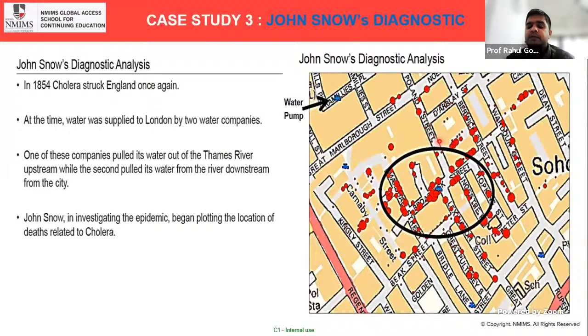So just a very simple example of how, way back in the 19th century, in 1854, this person made use of data analytics on a very simple scale, to identify and be able to attribute it to a root cause.